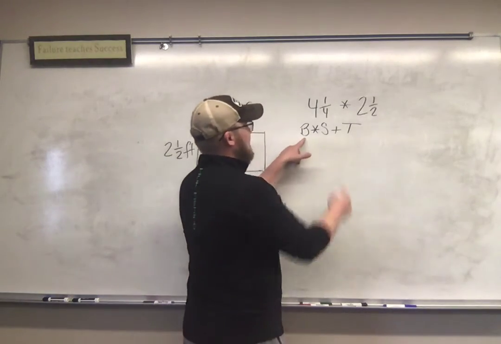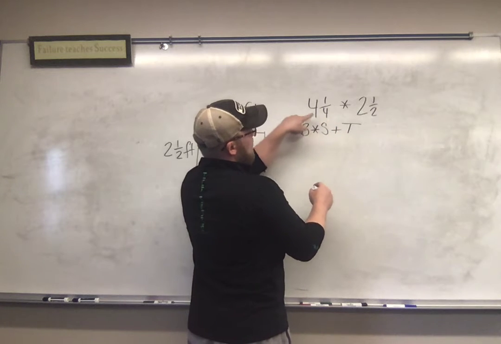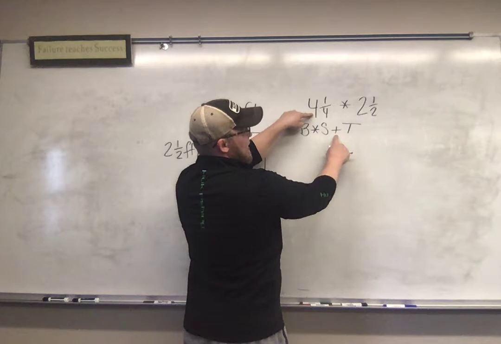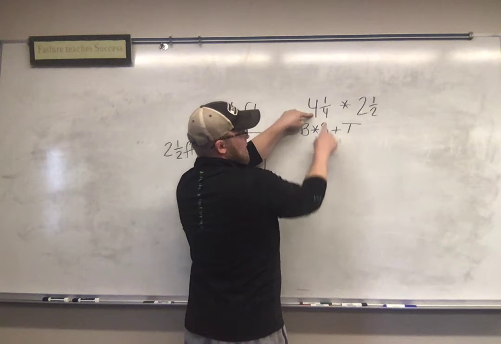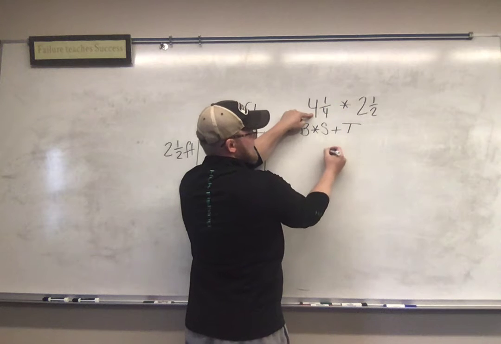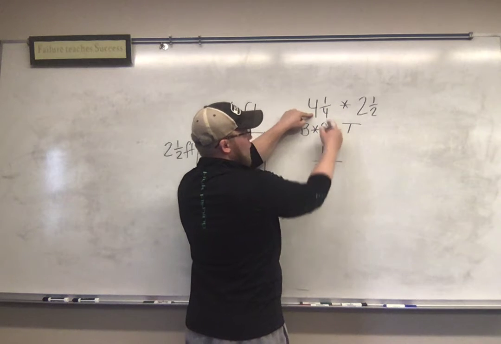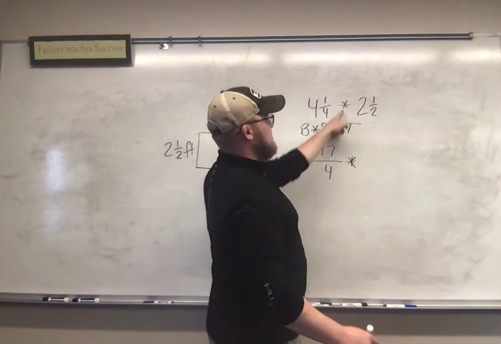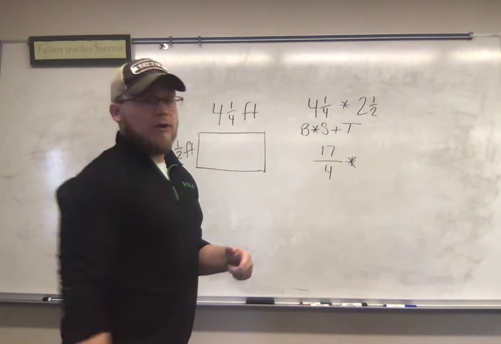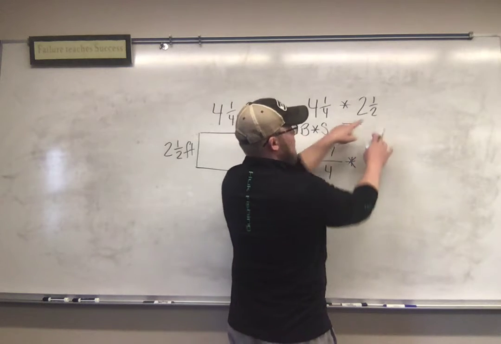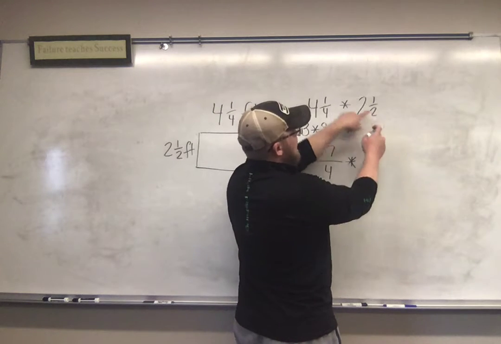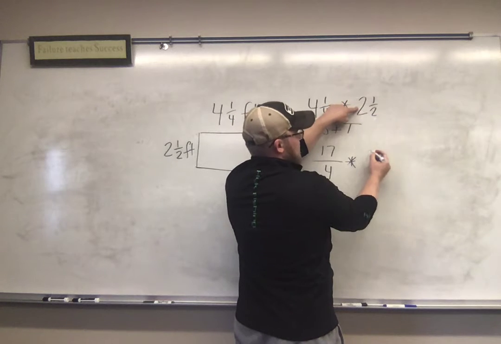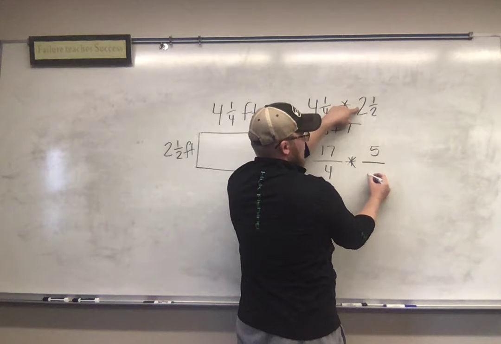We take the bottom number, which is 4, and multiply it by the side, which is 4. 4 times 4 is 16, plus the top number 1 is 17, and the 4 on the bottom stays the same. Then we do the same thing to the mixed number on the right. The bottom number is 2, times the side, which is 2. 2 times 2 is 4. Add the top, and we get 5 over 2.